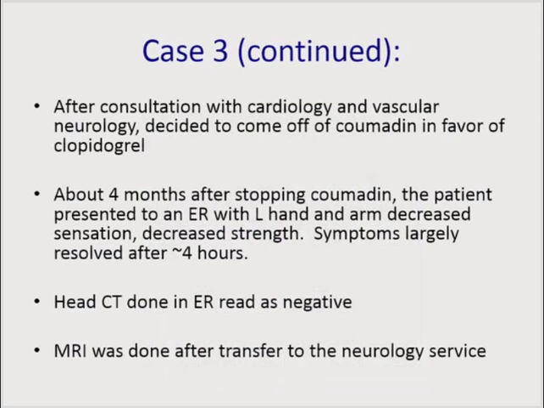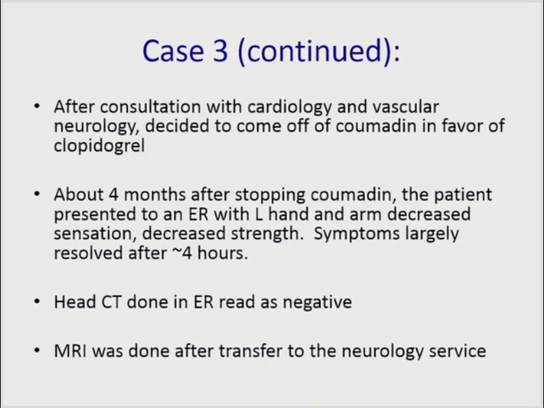So now what do you do? Of course, what I did was consult with cardiology and my vascular neurology colleagues. The decision after a long discussion was to take him off of Coumadin because of this hemorrhage risk, especially since he had so many microbleeds to start off with. However, of course, this opens him up to increased stroke risk, and unfortunately that's what happened.